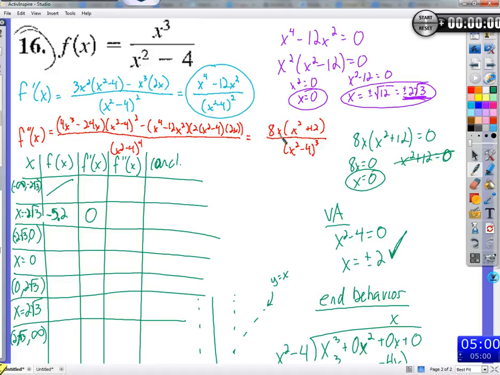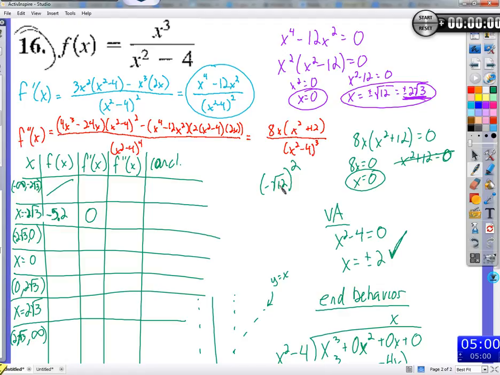No, wait, that'd be a negative. So this would all be a negative. Because you have a negative square root of 12, basically. Square, but not square root. Inside it's squared, so the squares would cancel out: negative square root of 12 squared. What we have here is negative square root of 12.